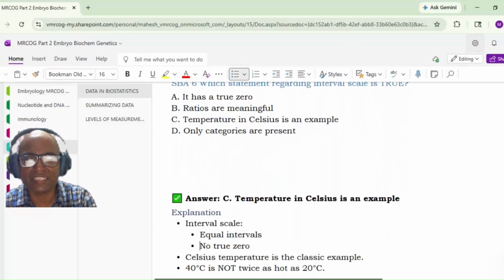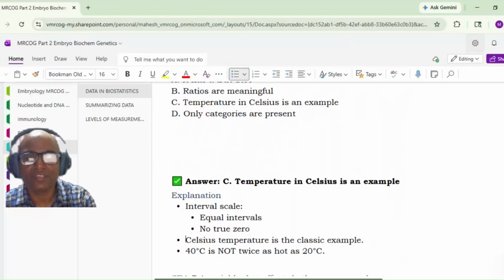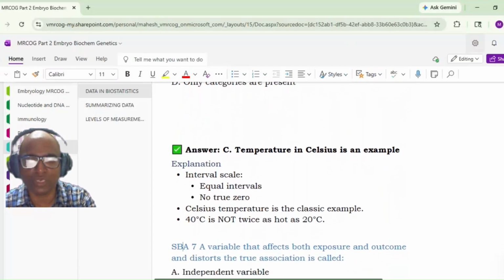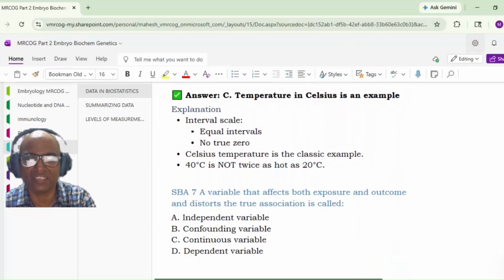Temperature in Celsius is an example of interval scale. So there are equal intervals, but there is no true zero. Celsius temperature is the classic example. 40 degrees is not twice as hot as 20 degrees.